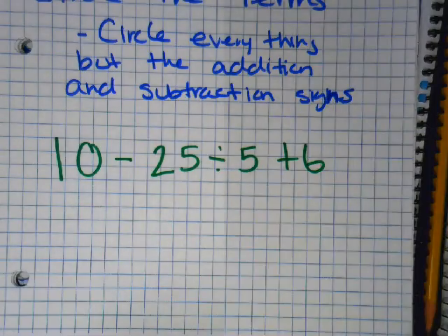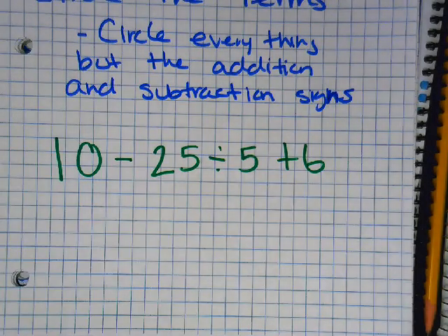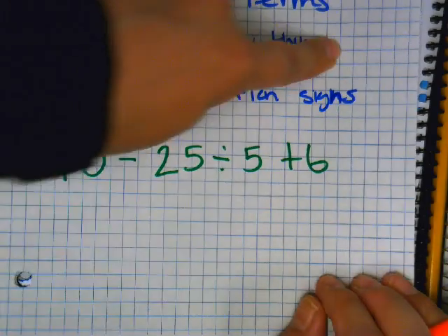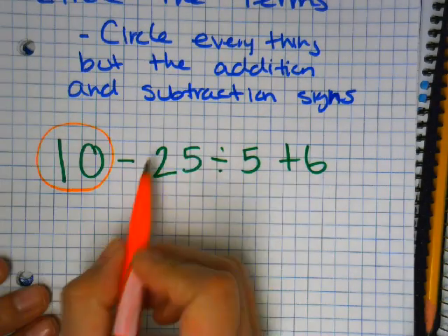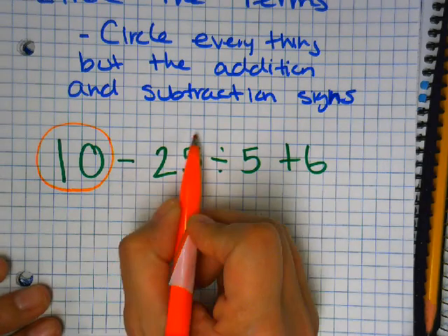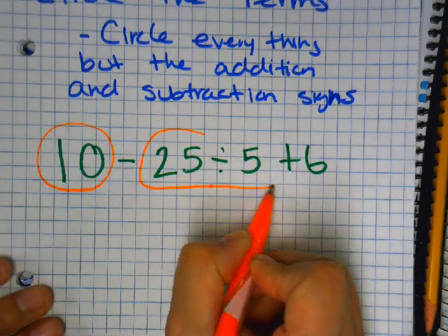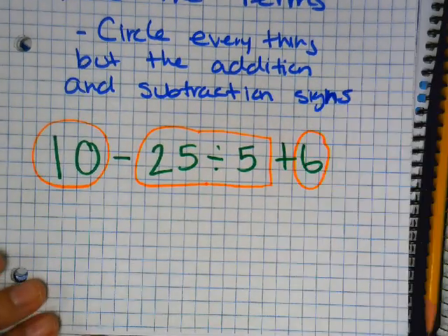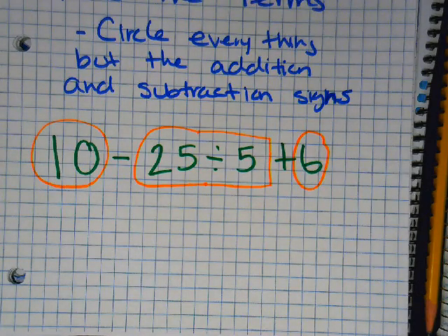1. All right. So, the correct answer is 3. So circle the terms. You basically circled everything but the addition and subtraction. So I'm going to circle the 10. That is a term. Do I circle subtraction? No. I circle 25. Do I circle division? Yes. Oh, here's an addition sign, so I stop circling. And then the 6. So in algebra, this would be considered a 3-term problem.